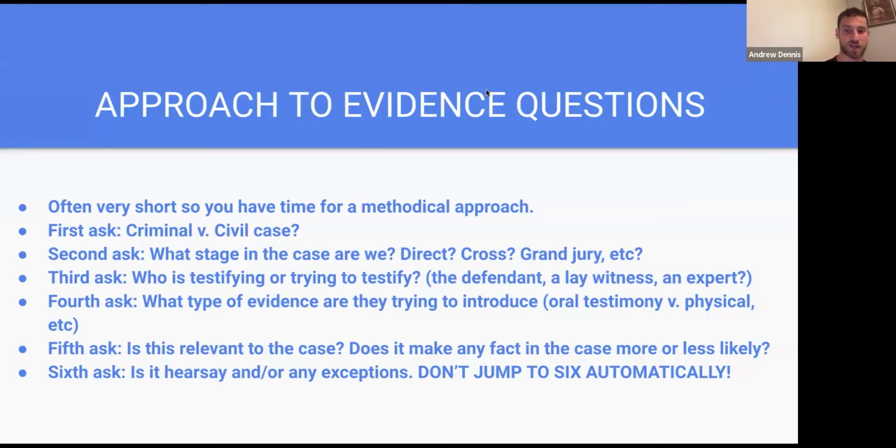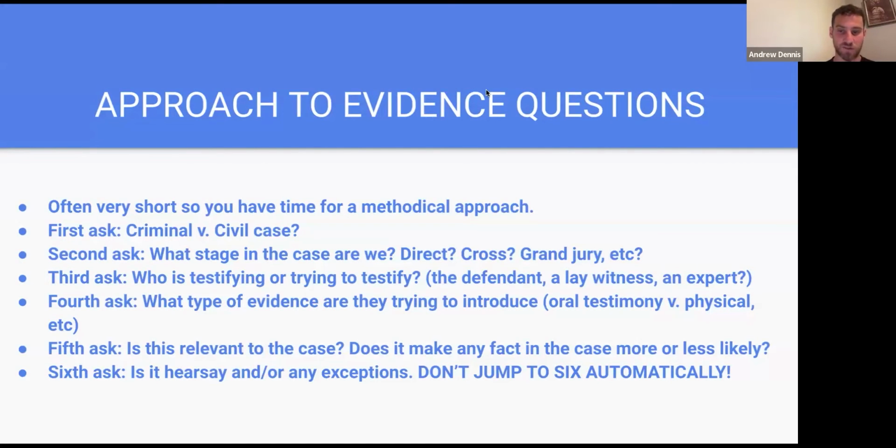Who is testifying or trying to testify? Is it the defendant, a lay witness, or an expert, right? There are different rules that apply to different individuals who are testifying. If they are a lay witness, they can speak on things with personal knowledge. If they're an expert witness, they actually get to speak on scientific or technical matters. So fourth, ask what type of evidence you are trying to introduce. Is it oral? Is it physical? What is the actual evidence?